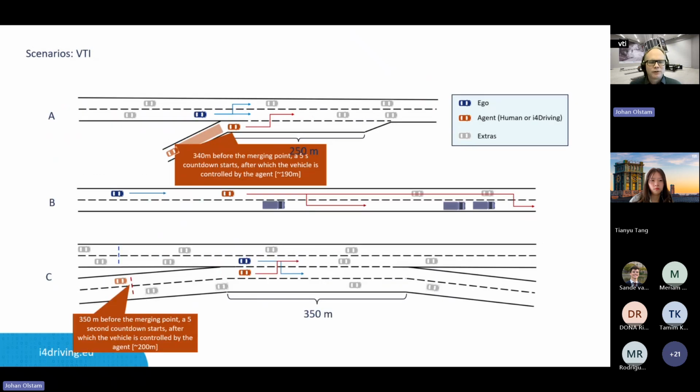We had slightly different sync strategies to get this to work slightly better, so we improved it a little bit for the VTI. And we also changed scenario B a little bit, adding several trucks with possibilities to go in between the trucks to make the interaction a little bit more lively.